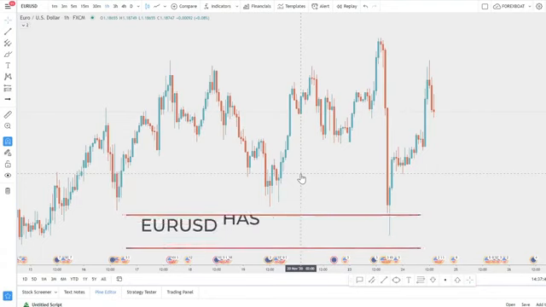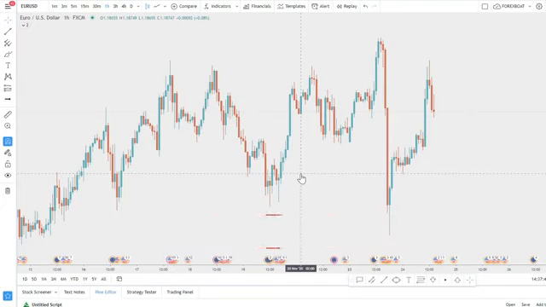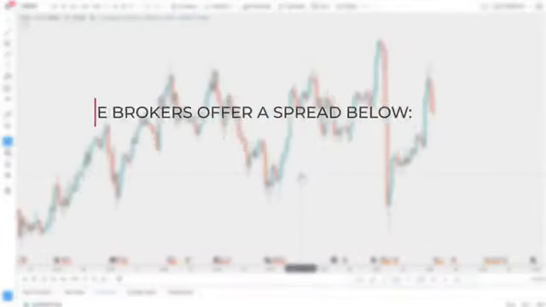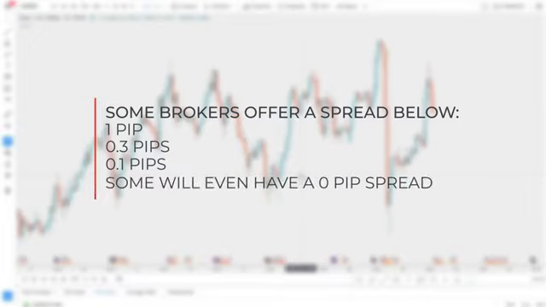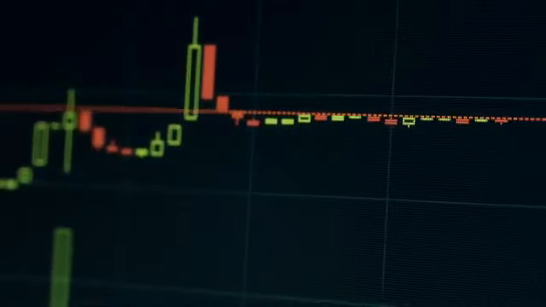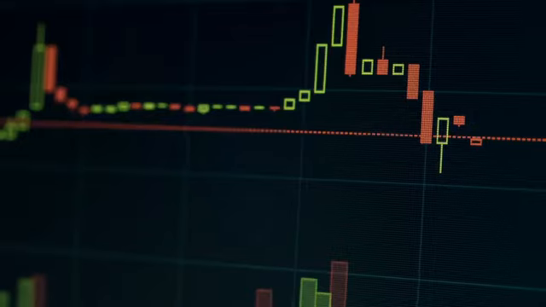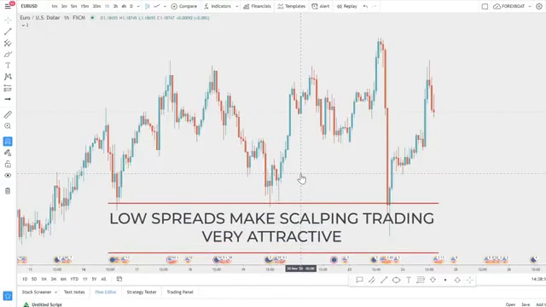Another point is extremely low spread. We all know that the euro dollar offers a 1 pip spread. Some brokers offer a spread below 1 pip, 0.3 pips, 0.1 pip, and some brokers don't even have a spread for the euro versus the dollar. And of course, this is extremely attractive because when you open the trade, you will not have a loss in your account. You will straight away have just zero, making scalping extremely attractive on these brokers.